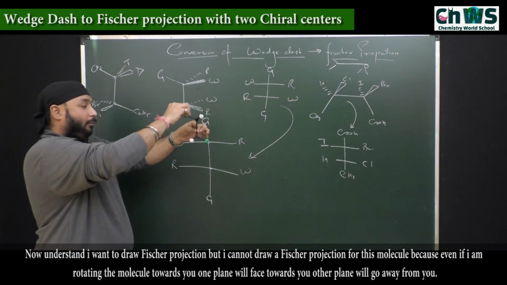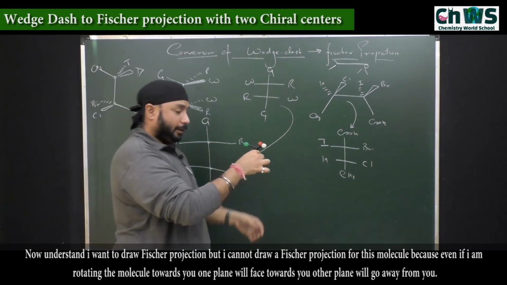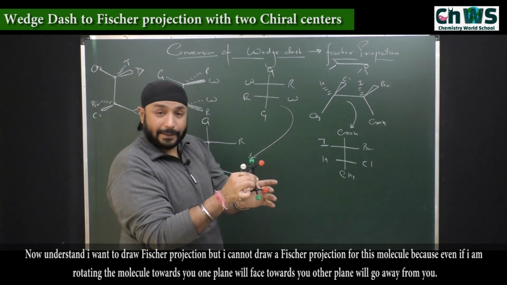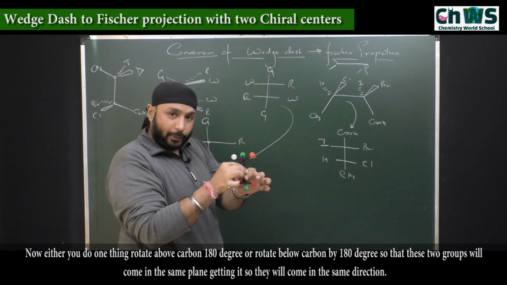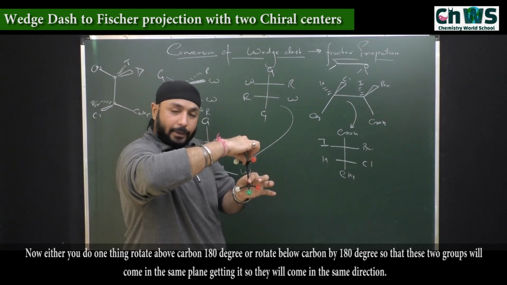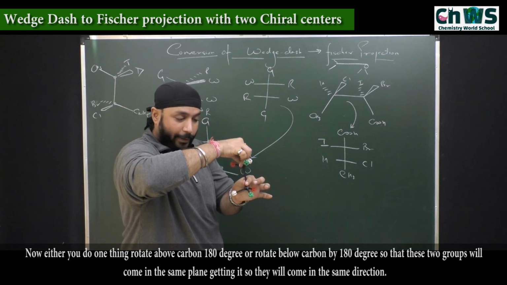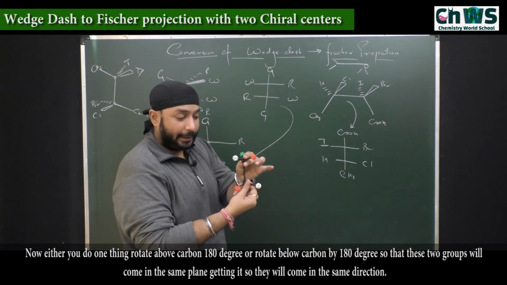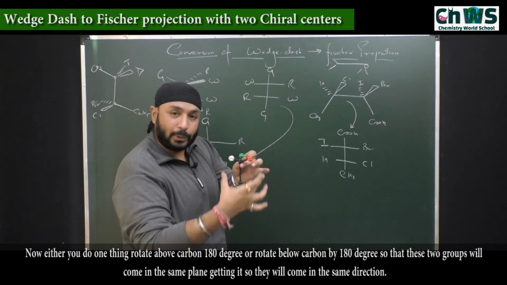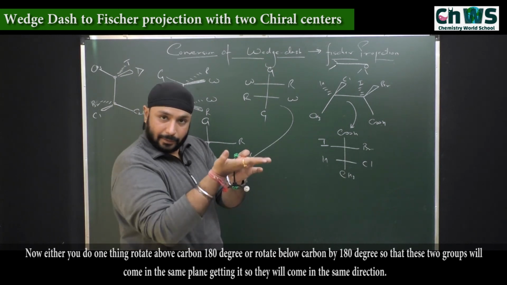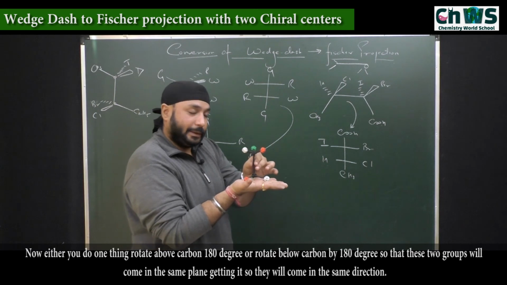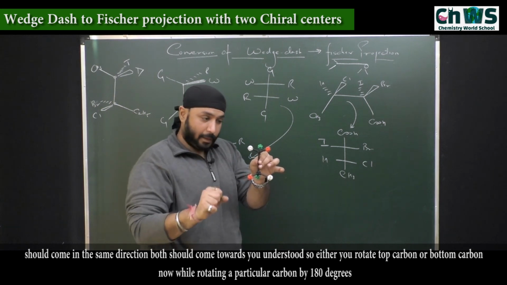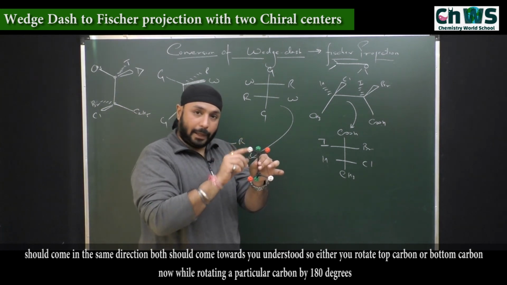Now understand, I want to draw the Fischer projection. I cannot draw it for this molecule, because even if I am rotating the molecule towards you, one plane will face towards you and the other plane will go away from you. So either rotate the above carbon by 180 degrees, or rotate the below carbon by 180 degrees, so that these two groups come in the same plane. Getting it? They should come in the same direction, so both should face towards you, like this. Understood? So either you rotate the top carbon or the bottom carbon.